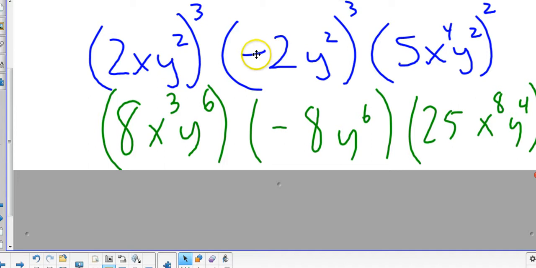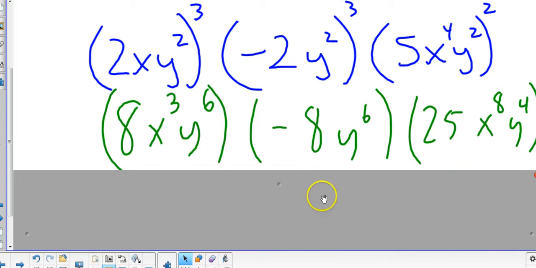What about the negative? How many negatives are there? There's actually 3 here. So the answer is negative. 2 to the third is 8. Y to the second to the third is y to the sixth. And everything in this parentheses in blue is squared. 5 squared is 25. X to the fourth to the second is x to the eighth. Y to the second is y to the fourth.